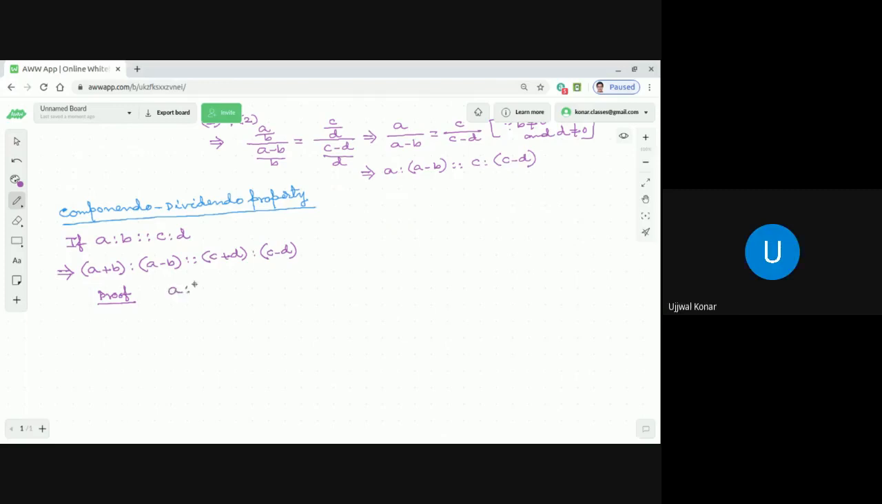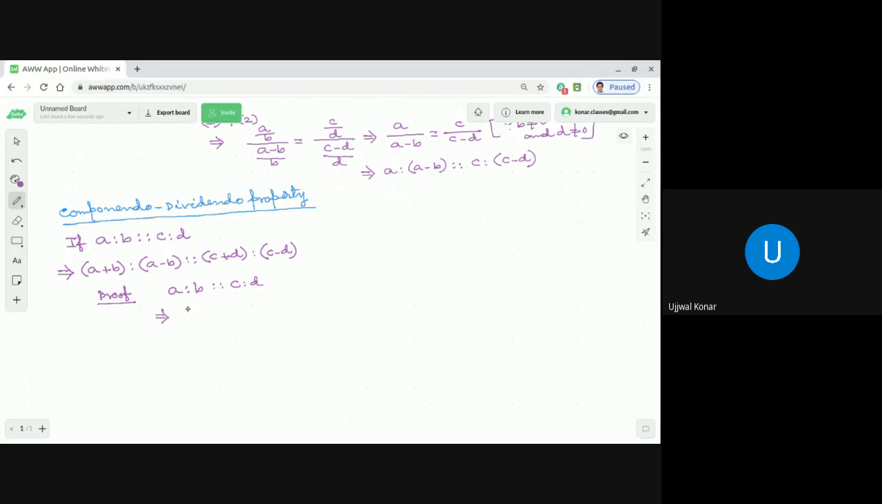As it is given that A is to B is equal to C is to D, from here we can say that A plus B by B is equal to C plus D by D, that we get from one of the earlier properties. If you see, from the componendo property we get this right now.